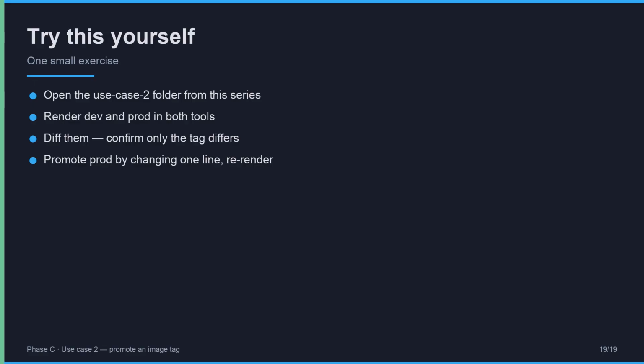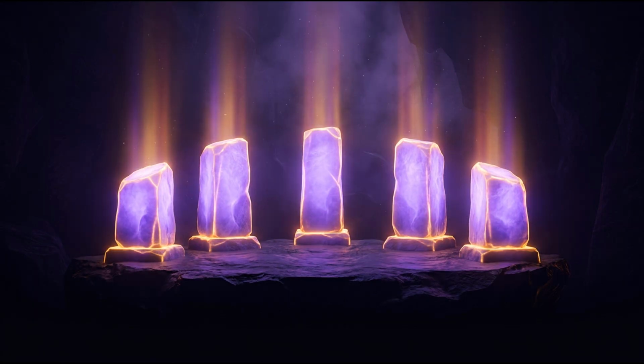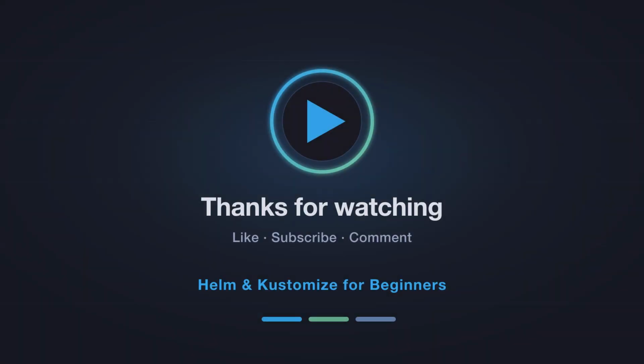One line, one rollout. Change the pointer. Not the manifest. One tag. One line. One rollout. That is use case 2. Next, we add a brand new sidecar container, and promote it through the environments.